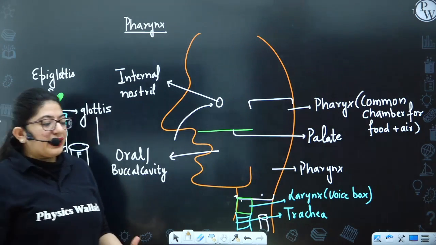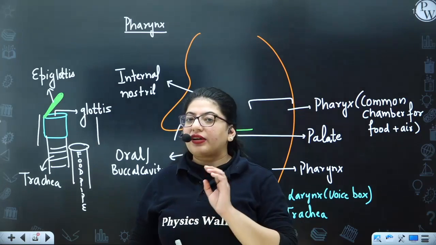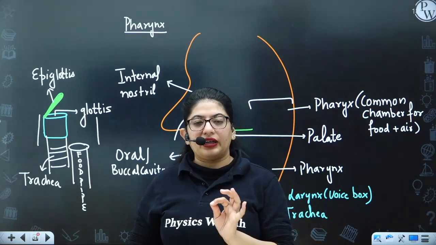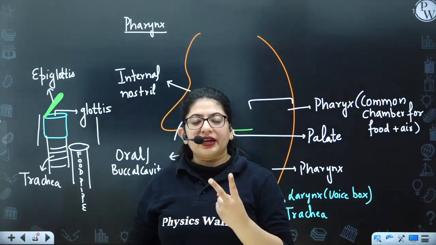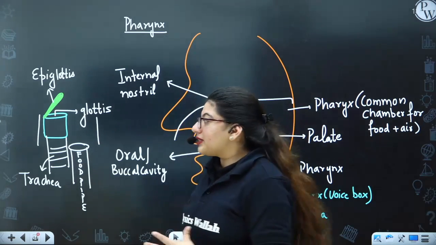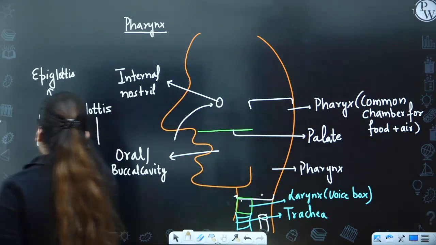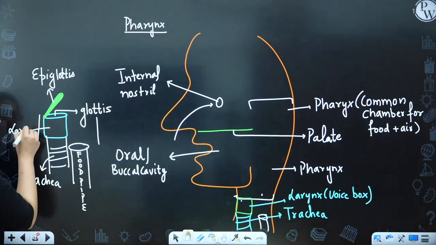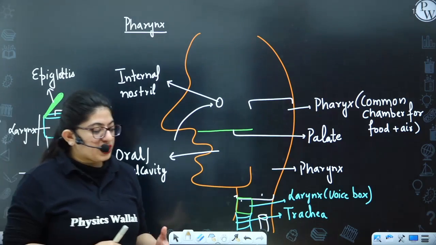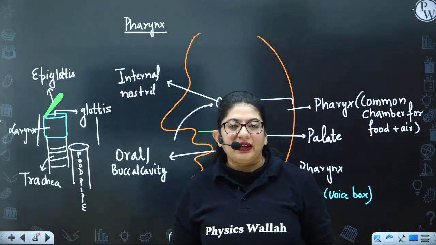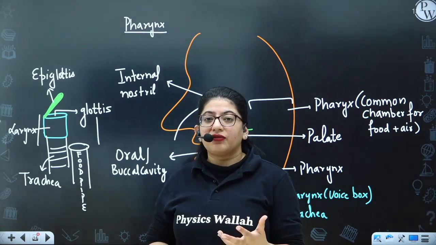So whenever you eat, this epiglottis covers the glottis so that the food should not enter into your trachea. It should slip into the food pipe. Second thing, whenever you speak, since it is a part of the larynx and the larynx is a voice box, what is this? This is the larynx. So whenever you speak, the epiglottis moves. So that's why we say never ever talk while eating food.